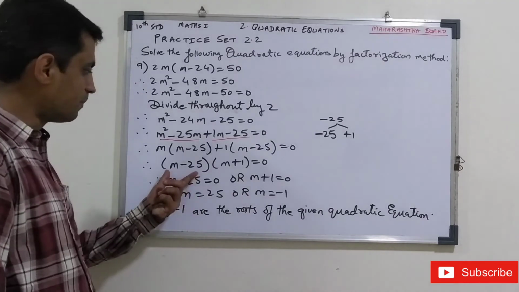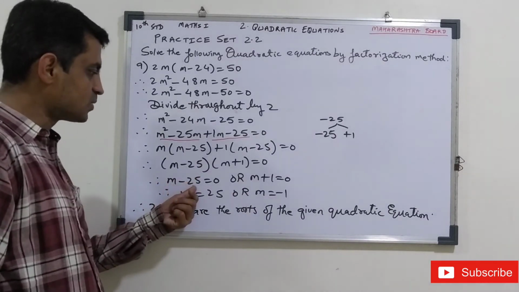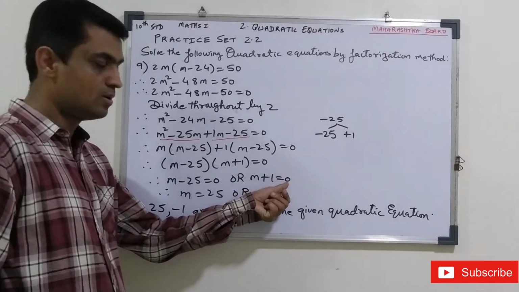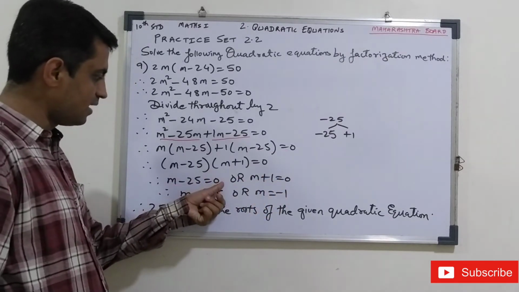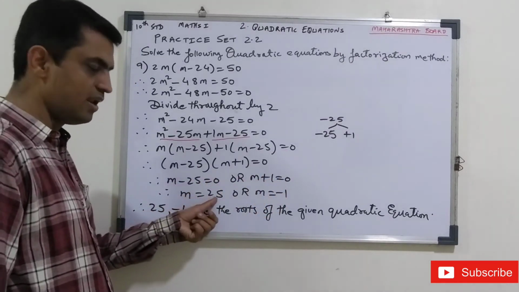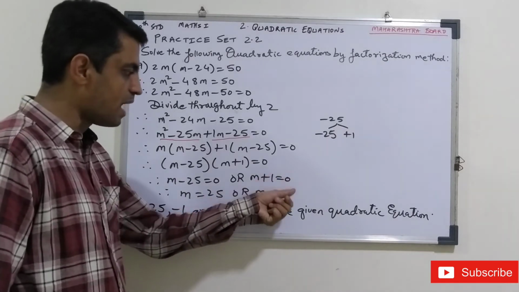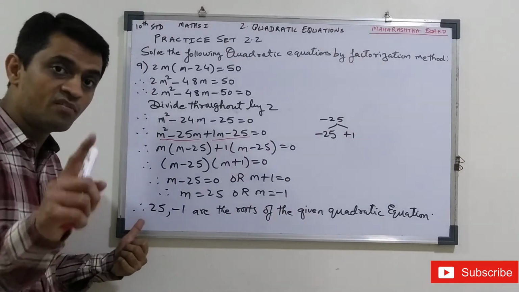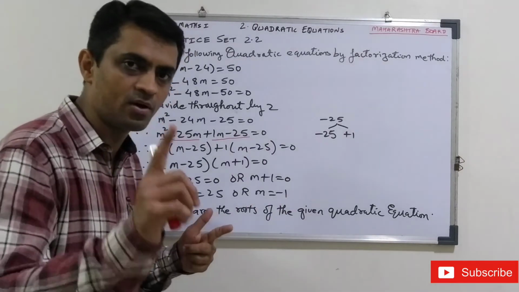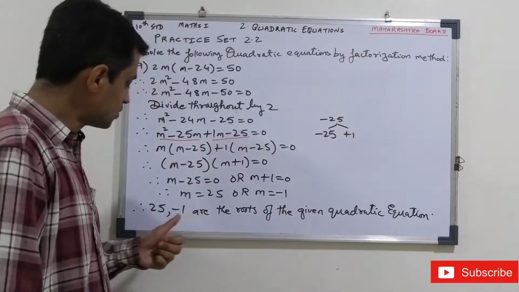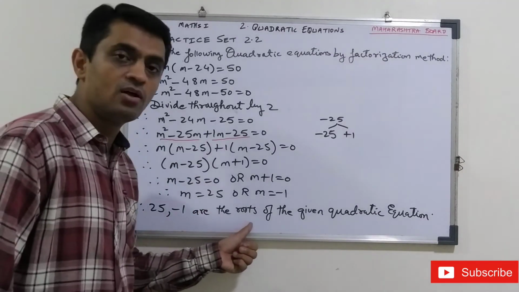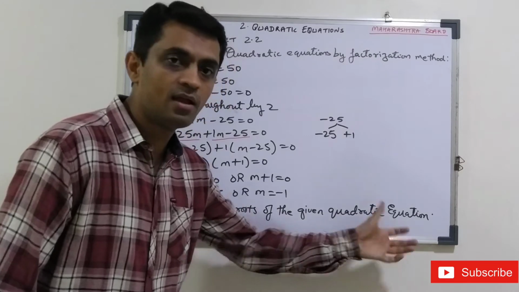Clear? Now compare with 0. m minus 25 is equal to 0 or m plus 1 is equal to 0. Now take this minus 25 here. It will be m is equal to 25 or m is equal to minus 1. Shift it that side. Then final answer. Don't forget to write a final answer in board paper also, please. So final answer, therefore 25 comma minus 1 are the roots of the given quadratic equation.